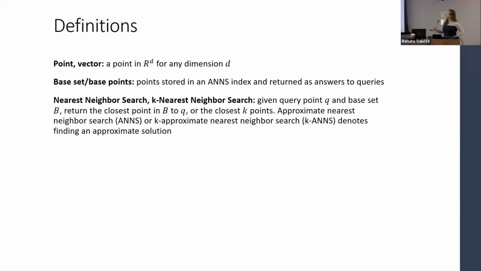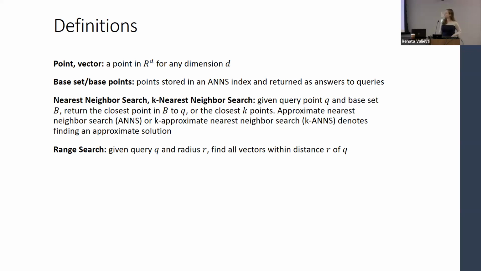Nearest neighbor search, or K nearest neighbor search: given a query point Q and our base set B, we want to return the closest point in B to Q, or perhaps the closest K points. And approximate nearest neighbor search naturally means finding an approximate solution for the definition of recall that I talked about earlier. We'll also briefly mention range search, which is a related problem. Specifically, I think in high dimensions, one of the interesting applications is plagiarism detection, so finding documents that are just a very small perturbation of the original document. So for range search, we're given a query Q and a radius R, and we want to find all of the vectors within distance R of Q.